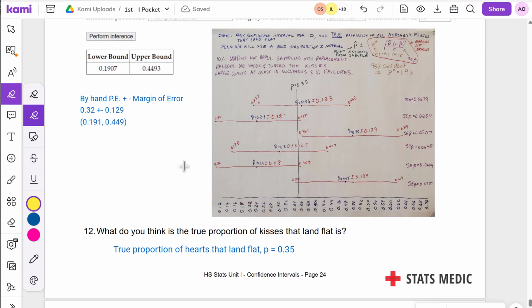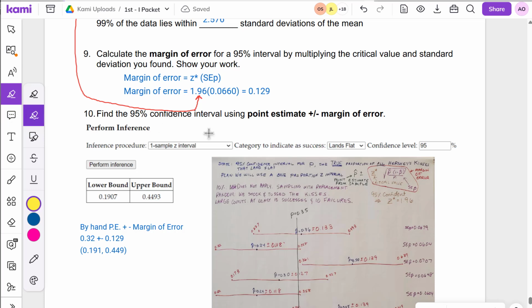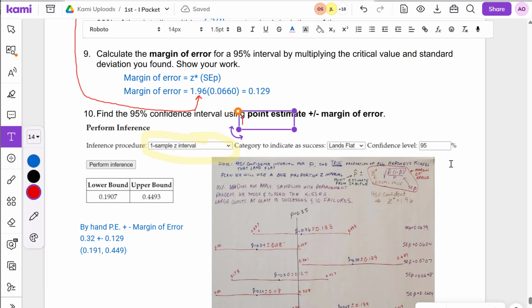So you want to make sure, scroll down, and then let me add a note. Use, what do we call it? One categorical.